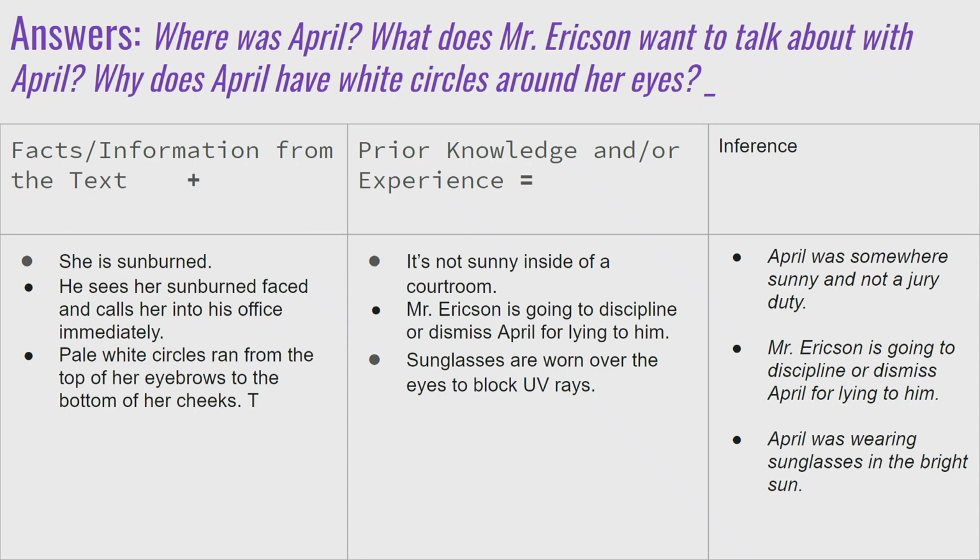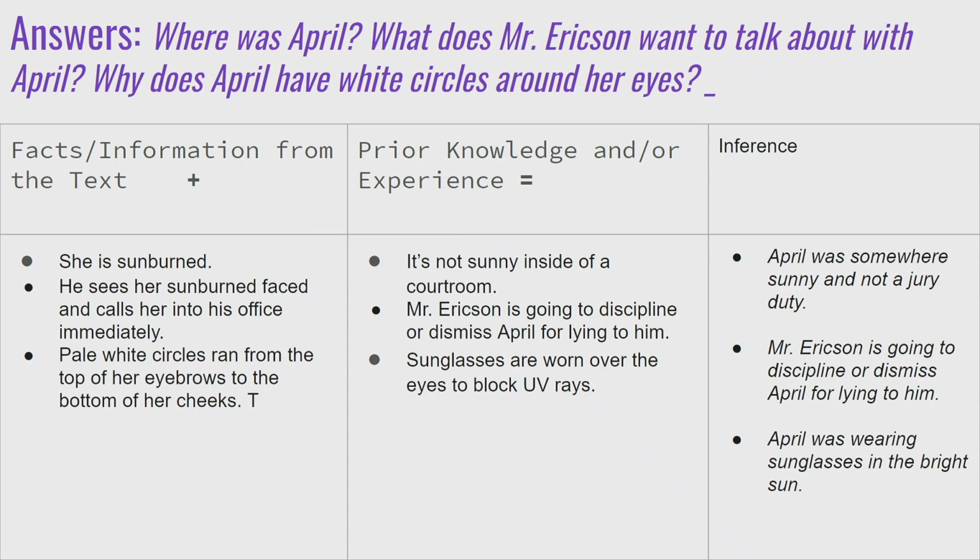Okay, the second question we have is, what does Mr. Erickson want to talk about with April? Our information to support this: he sees her sunburned face and calls her into his office immediately. Why do you think he called her into the office? Prior knowledge is Mr. Erickson is going to discipline or dismiss April for lying to him. The inference we can make is that Mr. Erickson is going to discipline or dismiss April for lying to him, that she wasn't in that courtroom.